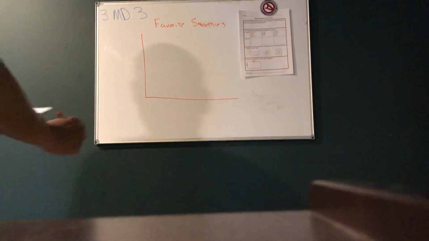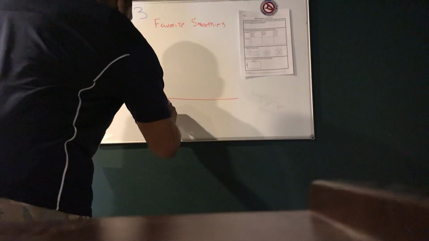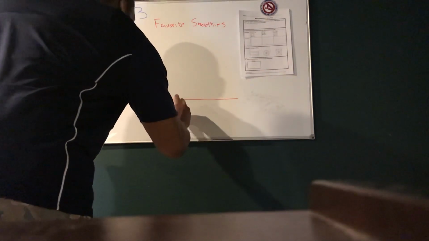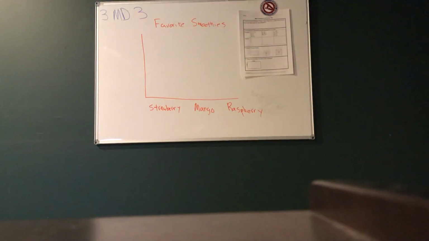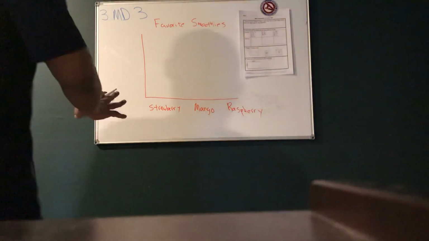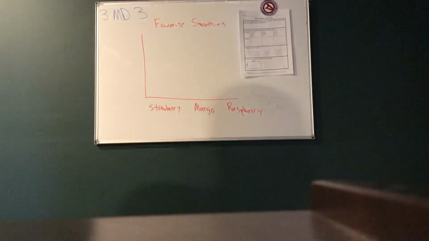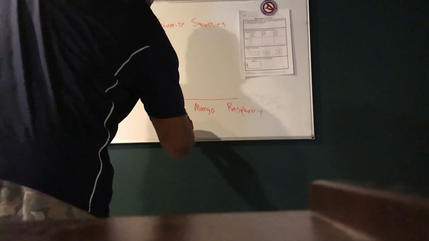So one of our smoothies is going to be strawberry, mango, and raspberry. Those are going to be our favorite smoothies. So what would be a good name to label these smoothies? Strawberry, mango, and raspberry. When you think about those, what are those? Those would be called our flavors. These are going to be our flavors.